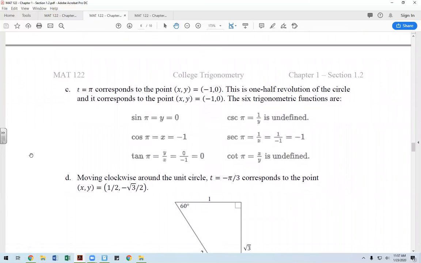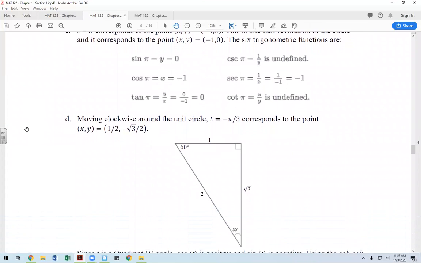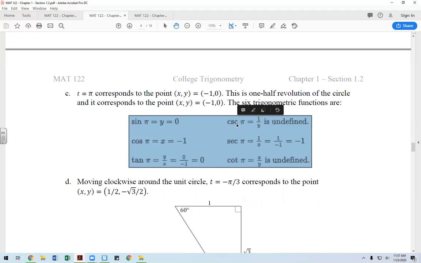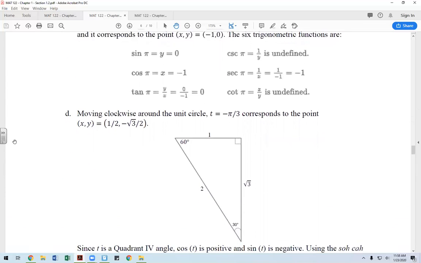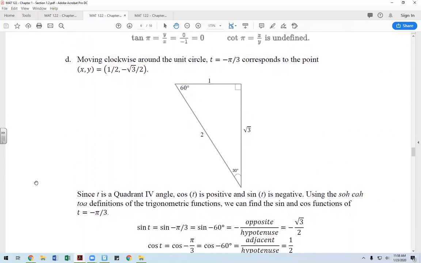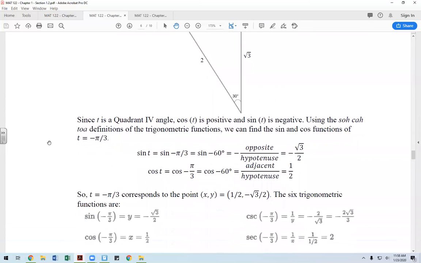This one is talking about your angle pi. So of course that's going to be the negative x-intercept. That's where you're coming with your -1 and 0 from. Obviously some of these functions will end up being undefined just because you do have a 0 in your denominator. And just kind of quickly going over negative pi over 3, of course, being a negative angle, we are looking at quadrant 4. If it was positive pi over 3, you would be in quadrant 1. And then again, using the idea of the 30, 60, 90 degree triangle, we're coming up with our values here.